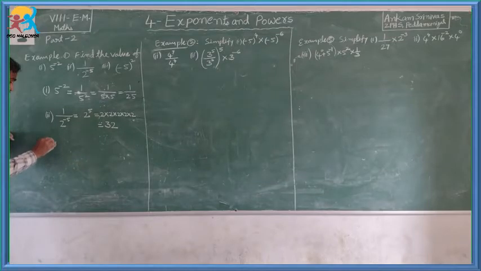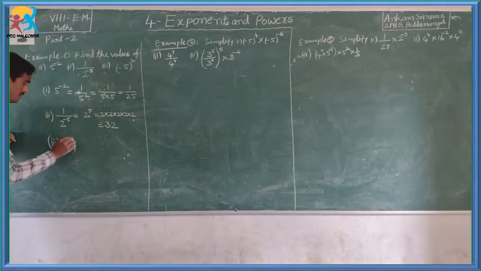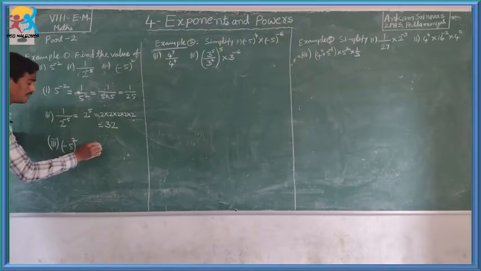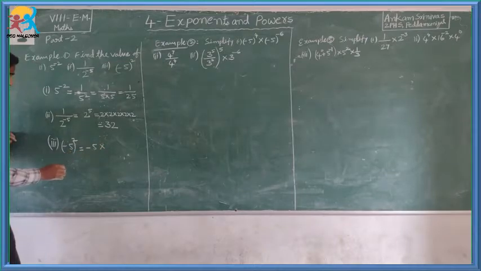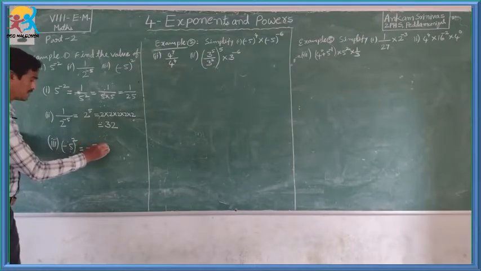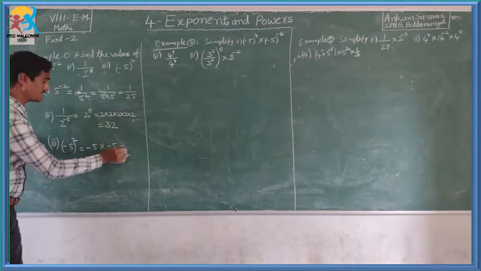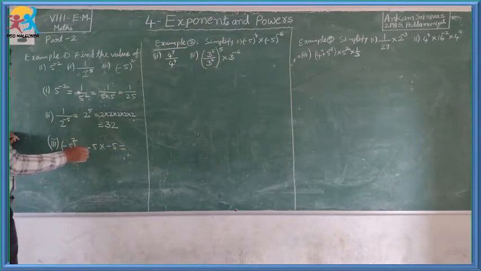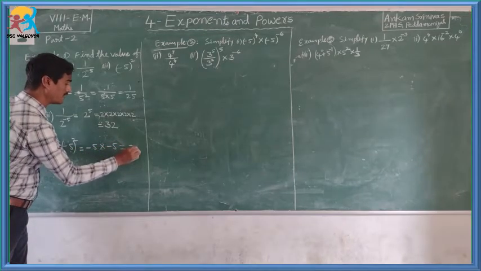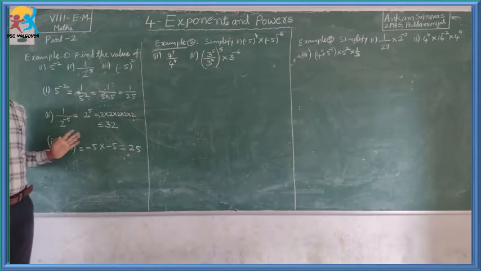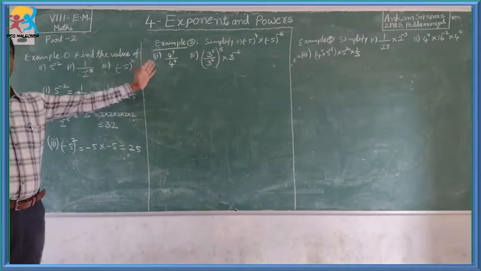Then the third question, minus 5 power 2. We know that minus 5 is multiplied by itself 2 times: minus 5 into minus 5. Minus into minus becomes plus, so 5 into 5 is 25. Very easy. Next, let us go to another example.